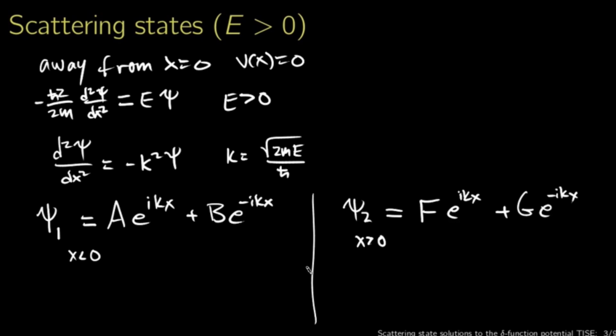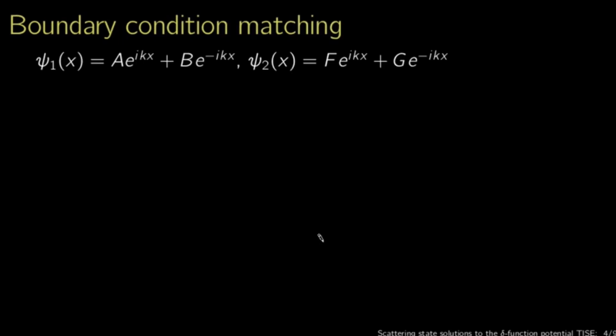What happens at the boundary? How do we match these solutions up? Our boundary condition matching, in terms of these two general solutions, is a two-stage process. We have two distinct boundary conditions, and the first is that psi is continuous.